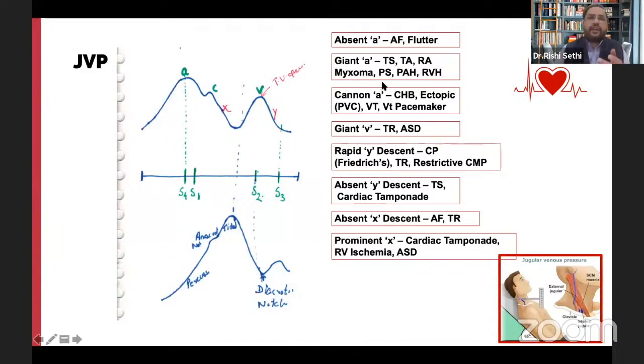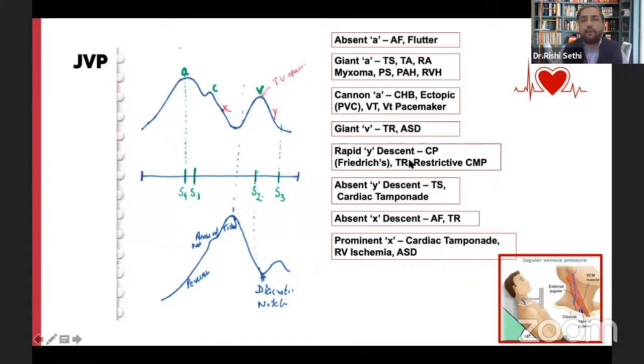A giant V wave, or more commonly a CV wave. The C wave is because of the isovolumetric contraction, and the V wave is because of the filling of the atrium after the tricuspid valve is closed. So in case of tricuspid regurgitation, where the entire blood of the ventricle will go into the right atrium, you get a giant CV wave kind of picture, and that is pathognomonic for TR, and sometimes you get it in ASD.